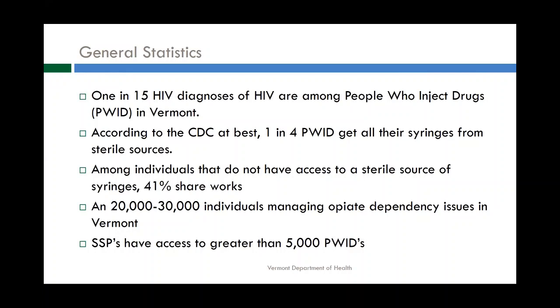Another statistic that I think is important, at least from a Vermont perspective, is that when we look at our estimate of individuals living with hepatitis C, there's anywhere from 20 to 30,000 folks living with hepatitis C, as well as managing opiate dependence. That's a significant proportion. Currently, through our syringe service programming, which has been an evolution where we've ramped up, we have access to greater than 5,000 people who inject drugs. But still, as you can see from the slide before, it's a small portion of the folks that we estimate are using or managing opiate dependency throughout the state.